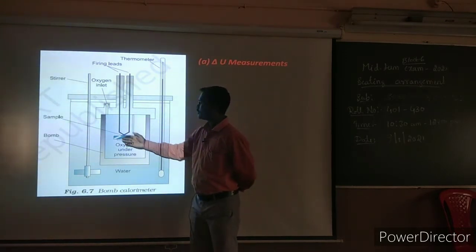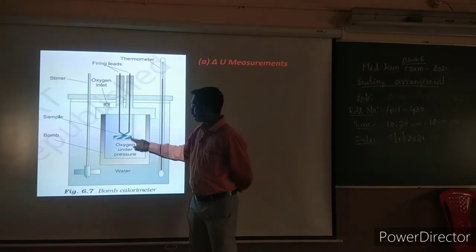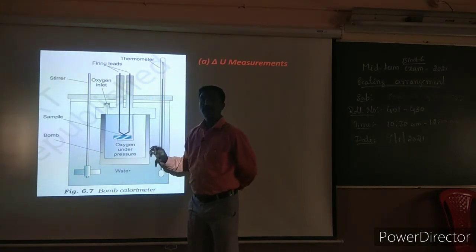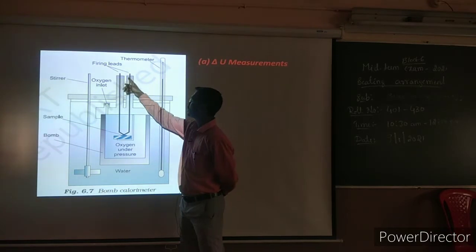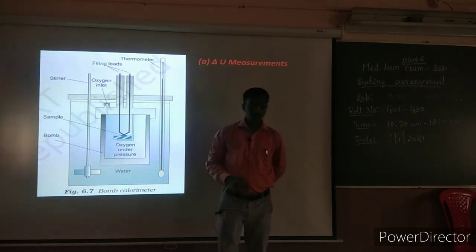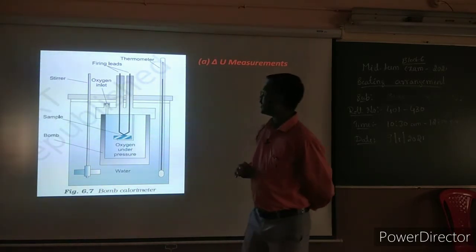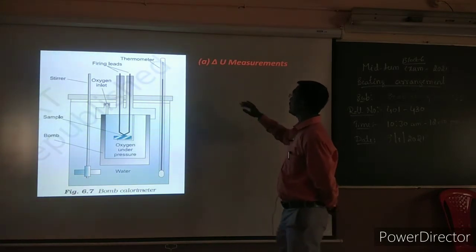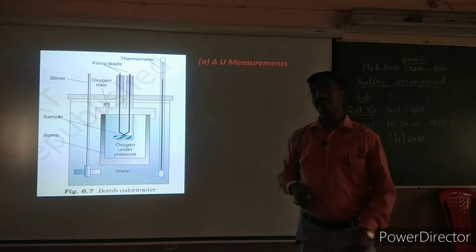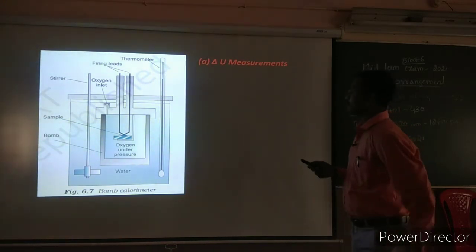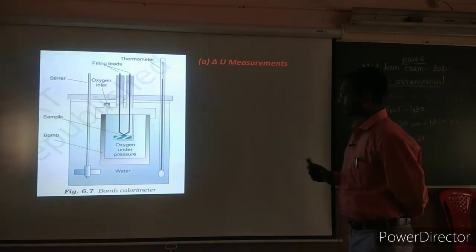While this heat is generating, we are going to burn the sample by the influence of oxygen and also with the help of firing leads. These are connected to the electrical wire. So this is the method called the measurement of internal energy. Delta U is nothing but internal energy. So here, internal energy can be calculated by this bomb calorimeter.